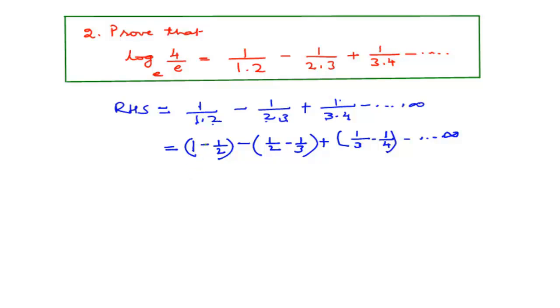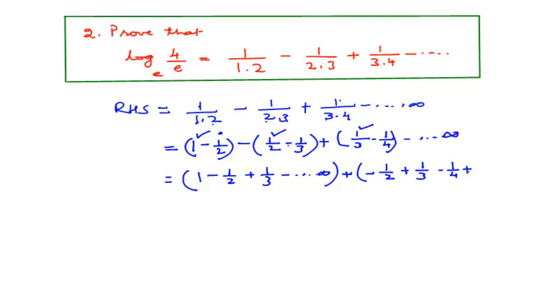Now when we take the first term of each bracket, that is 1, 1 upon 2, 1 upon 3, then we obtain 1 minus 1 upon 2 plus 1 upon 3 minus and so on up to infinity. And when we take the second term of each, then it becomes plus, that is we are taking now minus 1 upon 2, then minus is outside and minus here also, so it will become plus 1 upon 3, and likewise we obtain minus 1 upon 2 plus 1 upon 3 minus 1 upon 4 plus and so on up to infinity.